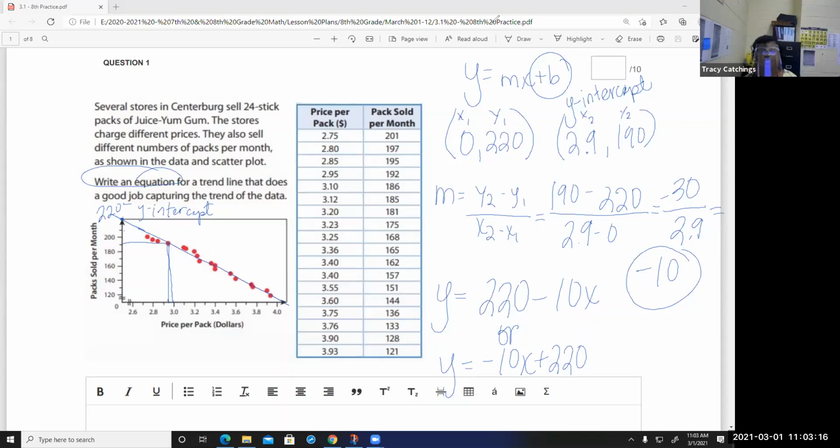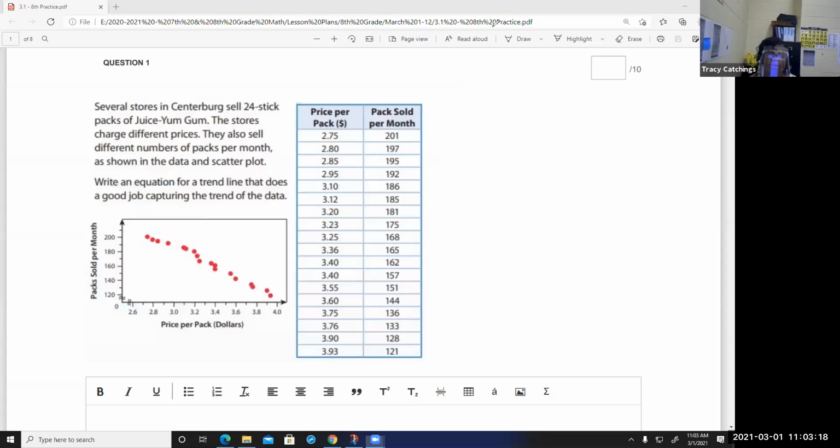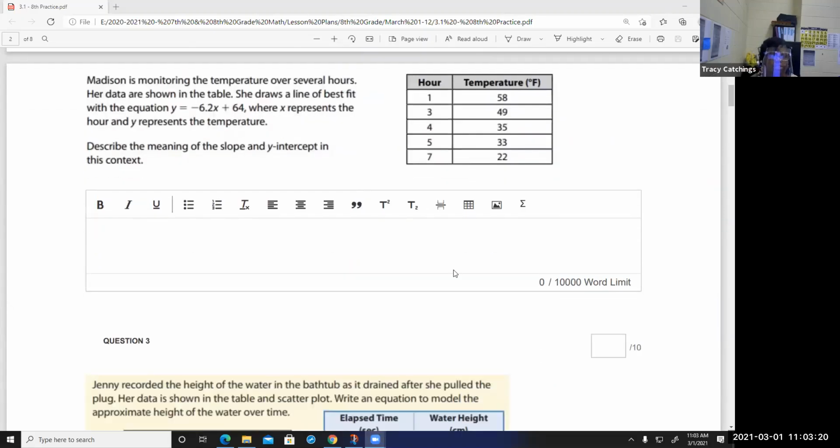All right, number 2 says Madison is monitoring the temperature over several hours. Her data are shown in the table. She draws a line of best fit with the equation y equals negative 6.2x plus 64, where x represents the hour and y represents the temperature. Describe the meaning of the slope and the y-intercept in this context.